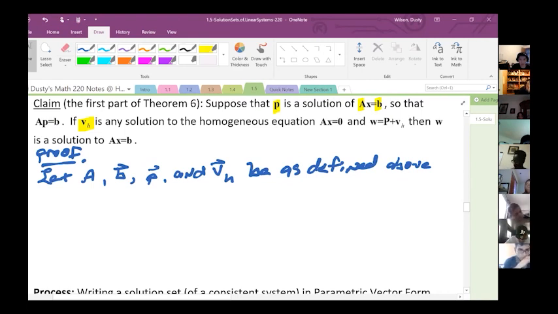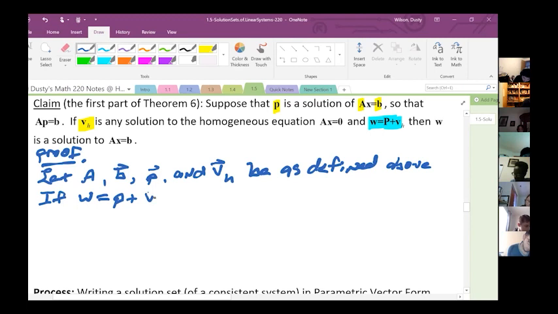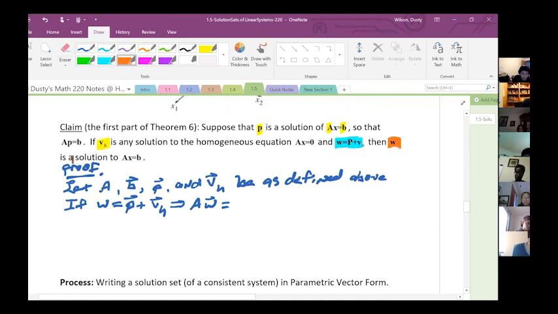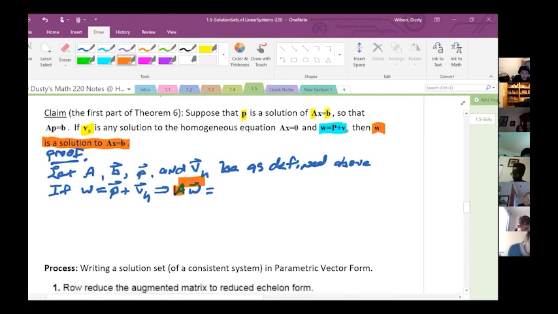All right, we need some sort of a w. So what's our w going to be? w is going to be p + vh. This implies that Aw... remember, we're trying to show that w is a solution. So if we're trying to show that w is a solution, we're going to try to show that Aw = b. Here's my Aw, and we'll be done in just a moment.